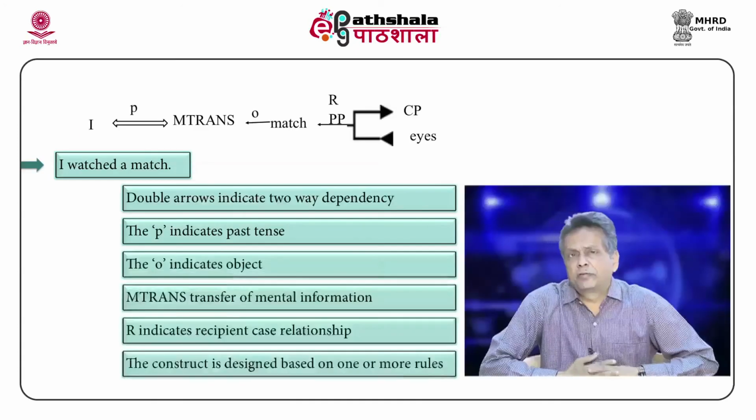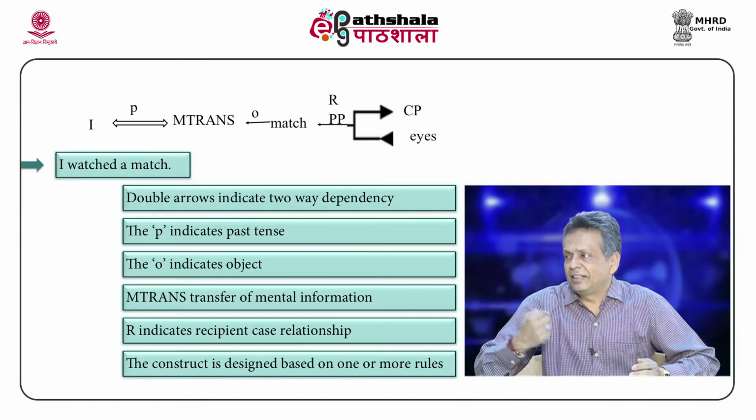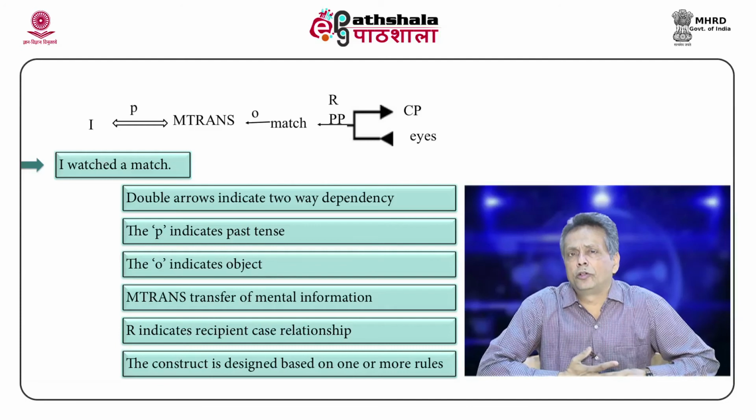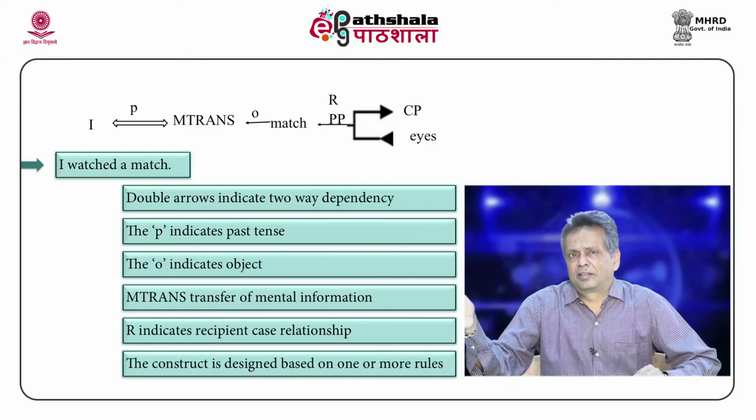Okay. And we have a few examples. I watched a match. What does that mean? I, MTRANS, match, and then the information is coming from I and going to my CP. So, that is represented in the handout.